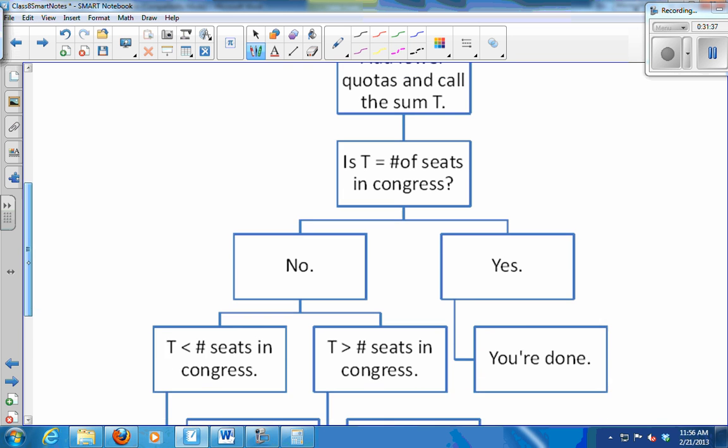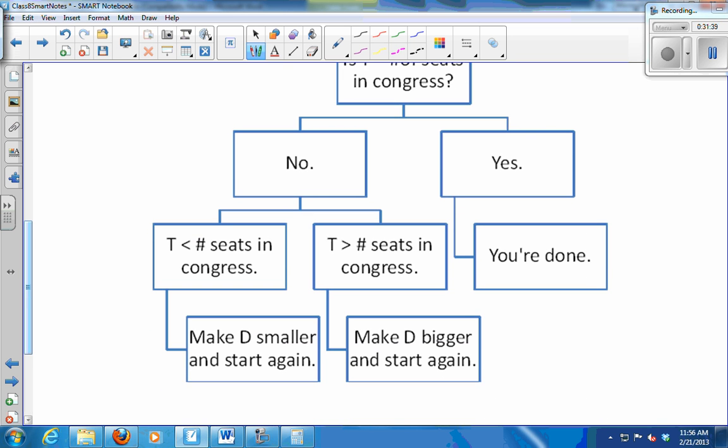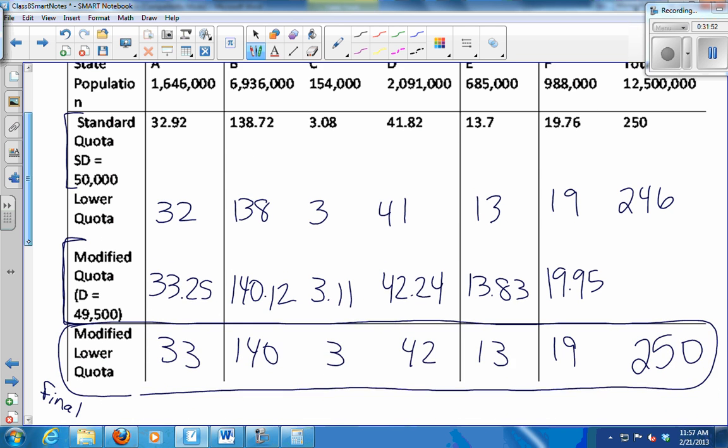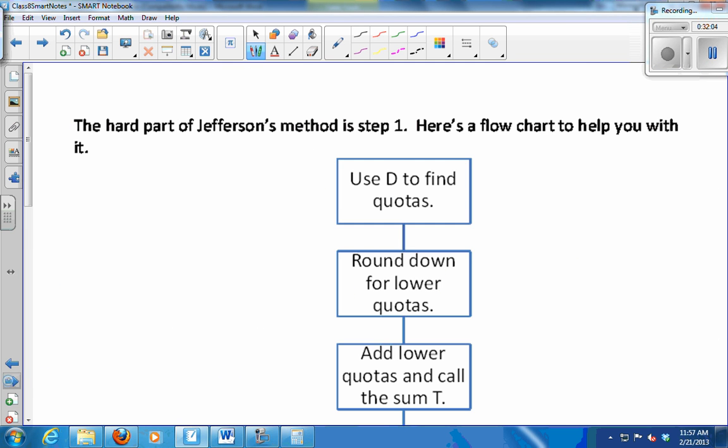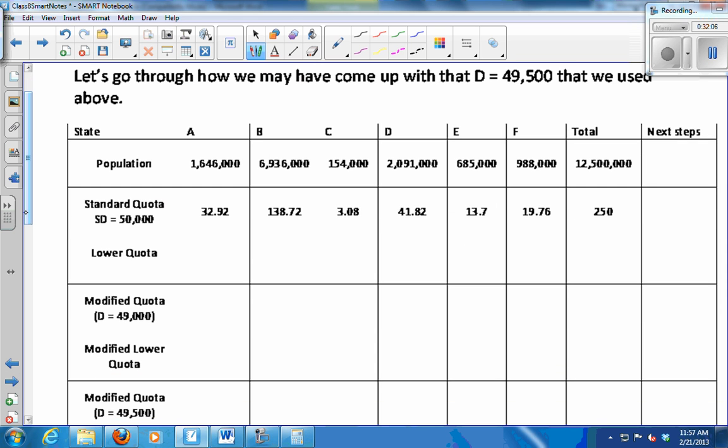If it's not, you say, well, is it too small? Then make D smaller. Is it too big? Then make D bigger. And this is going to be a trial and error process. So we could have, back here, had the first number we tried been 49,900. It wouldn't have worked. My sum would still be too small, so I would have had to make D smaller. So this is sort of a little flow chart, and I'm just going to go through how maybe we could have come up with that 49,500.